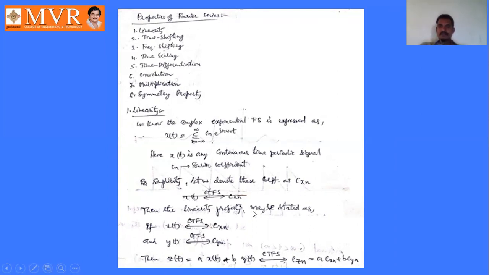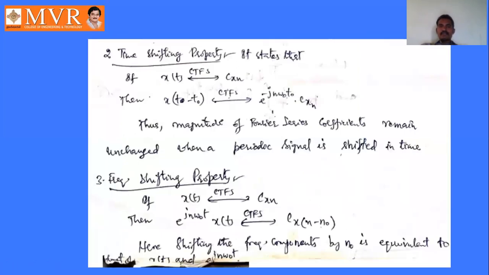So the linearity property may be stated as: if the continuous time Fourier series of x of t is Cxn and the continuous time Fourier series of y of t is Cyn, then z of t is stated as a into x of t plus b into y of t. The continuous time Fourier series of the entire expression is Czn equal to a into Cxn plus b into Cyn. This is the linearity property. And the second one is time shifting property.